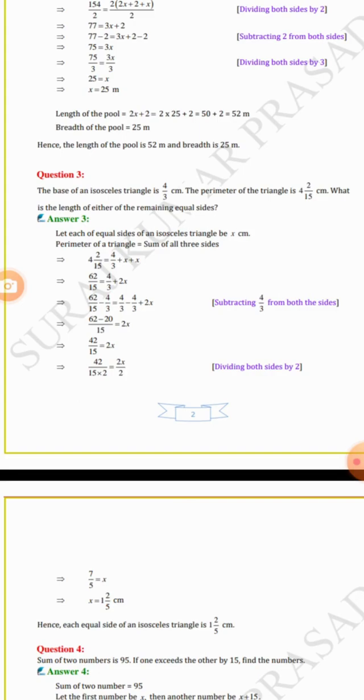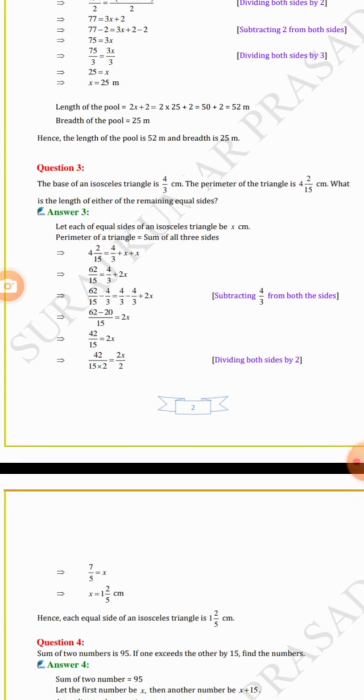Then 4 2/15 is equal to 4/3 plus x plus x. Then 62/15 is equal to 4/3 plus 2x. By subtracting 4/3 on both sides, we get 4/3 minus 4/3 plus 2x in the RHS, and in the LHS 62/15 minus 4/3.